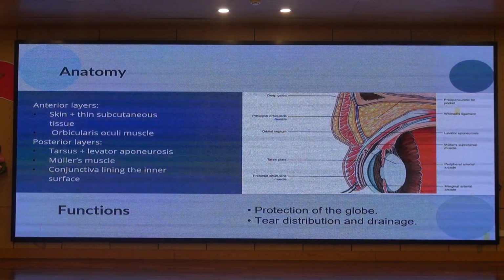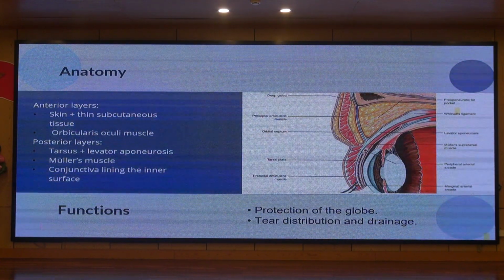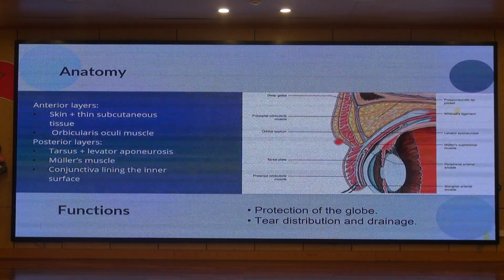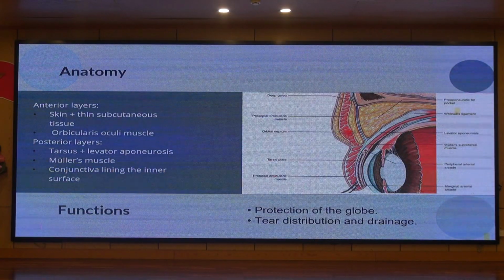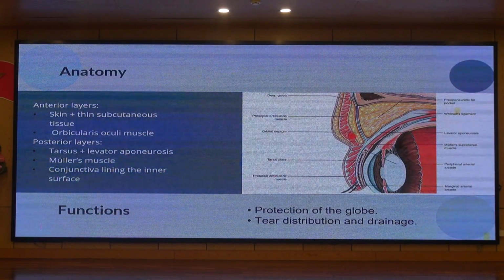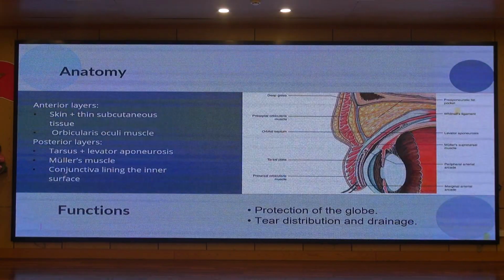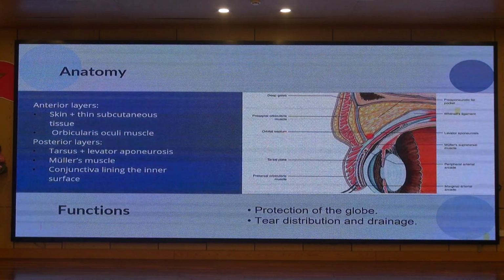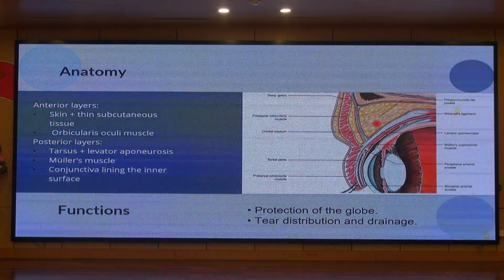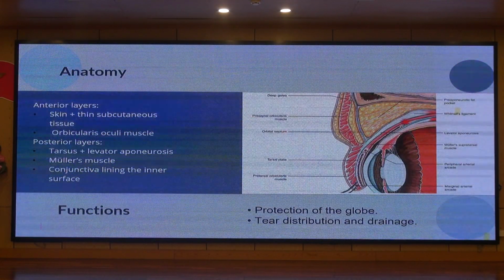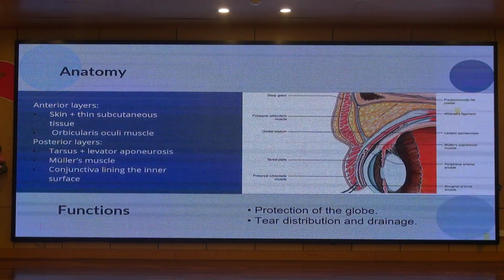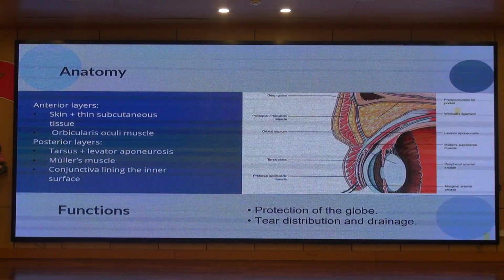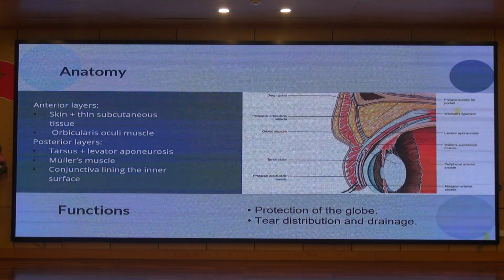As you all know, the upper eyelid and lower eyelid have two main layers, the anterior and the posterior layer. The anterior has the skin and very thin subcutaneous tissue, and under the skin the orbicularis oculi muscle. In the posterior layers we've got the tarsus and levator aponeurosis, and behind the aponeurosis is the Müller muscle, and behind all, the conjunctival lining, the inner surface.